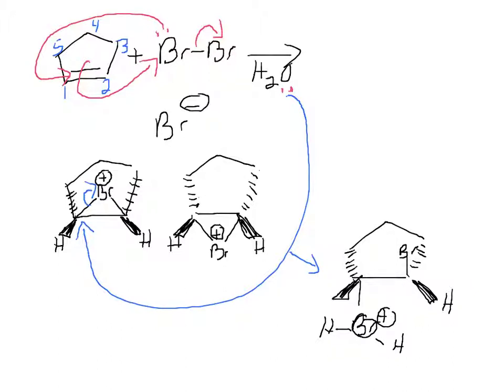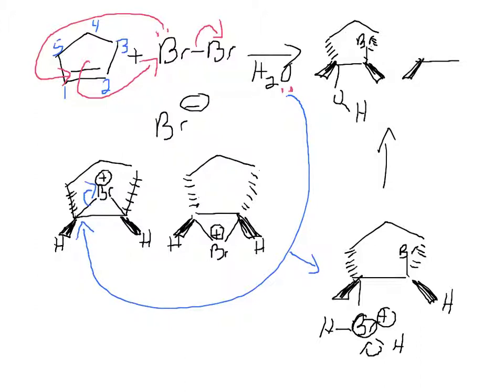Sorry, fixing it. H2O wasn't there. Great. And the final product, we're going to make a racemic mixture. Can you explain that? Because they're always going to be trans to each other, so I'm going to get both stereoisomers of this. How are they always trans to each other? They can never be cis.